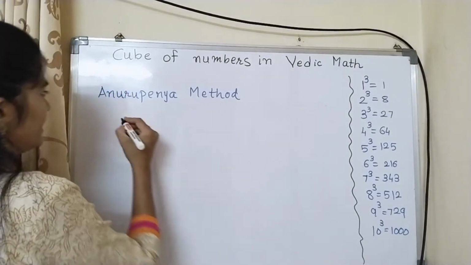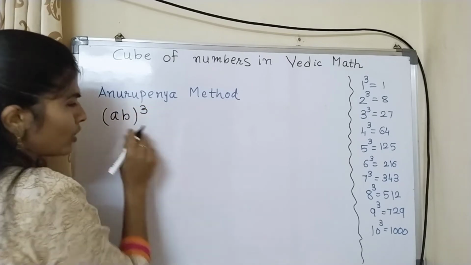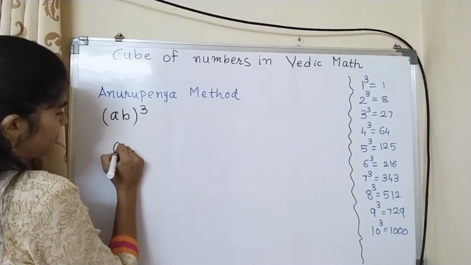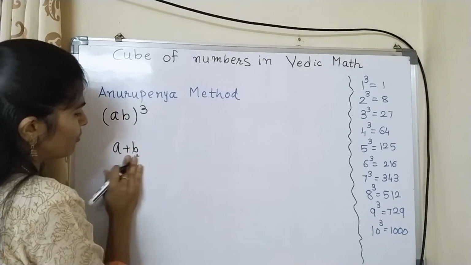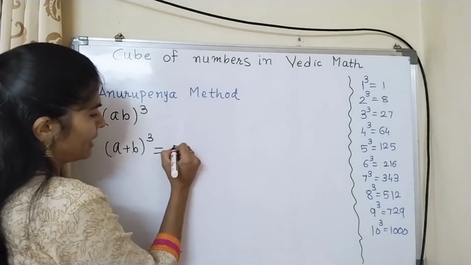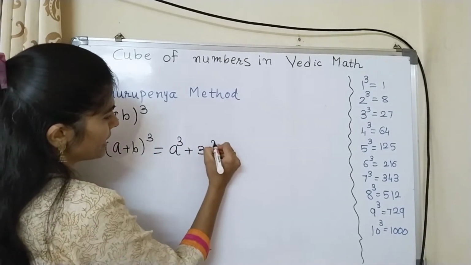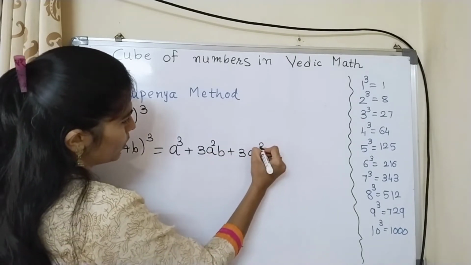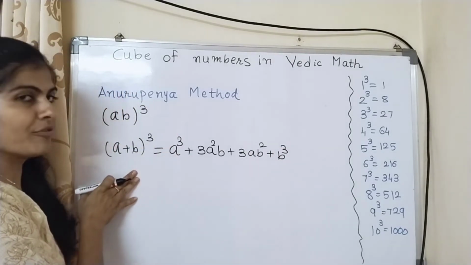So to understand it, let's say I need to find out cube of a number. That number is AB. So AB cube. You would be familiar with the cube of a binomial. Let's say I need to find out cube of a plus b whole cube. Friends, its formula is a cube, cube of the first one, plus 3 times a square b plus 3 times ab square plus b cube. This is the expansion of the cube of the binomial.